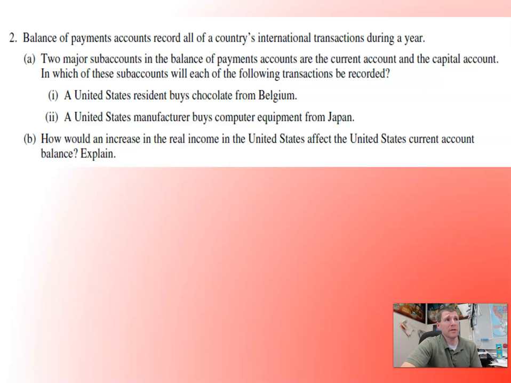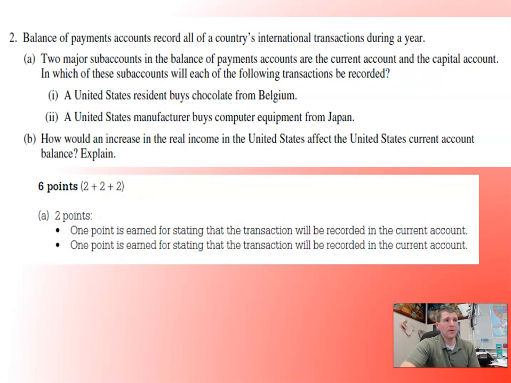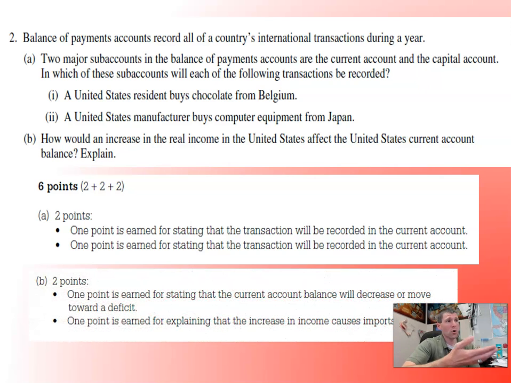B, how would an increase in the real income in the United States affect the United States current account balance? Explain. So we just had an example like that. If income is going up in the U.S., that means that we will import more. If we're importing more, that causes net exports to decrease. If net exports is going down, we're importing more than we're exporting. That would mean that the current account balance will move towards deficit because it's decreasing. So you see this question right here, we got a point for saying current, another point for saying current, and then a point for saying that the current account balance will decrease, move towards the deficit. And for saying why, because increase in income will cause imports to increase.